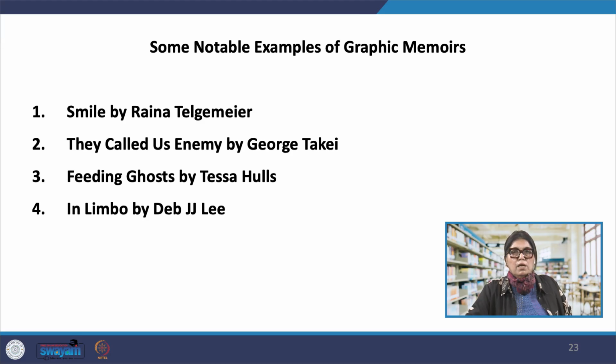Having discussed the important aspects and factors of graphic memoirs, the following are some of the notable examples of graphic memoirs. These several award winning works contribute in demonstrating the power of this emerging medium. First is Smile by Raina Telgemeier, the relatable account of childhood dental struggle and social challenges.